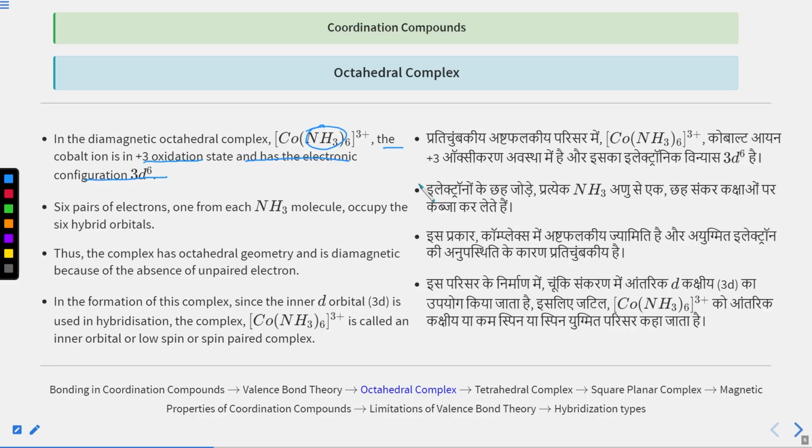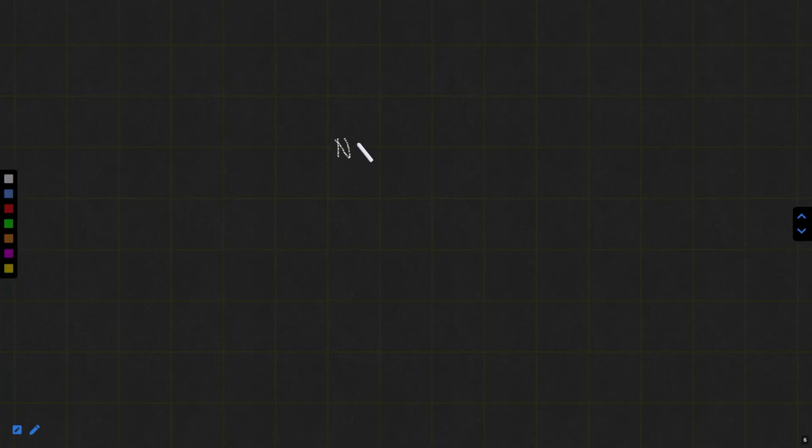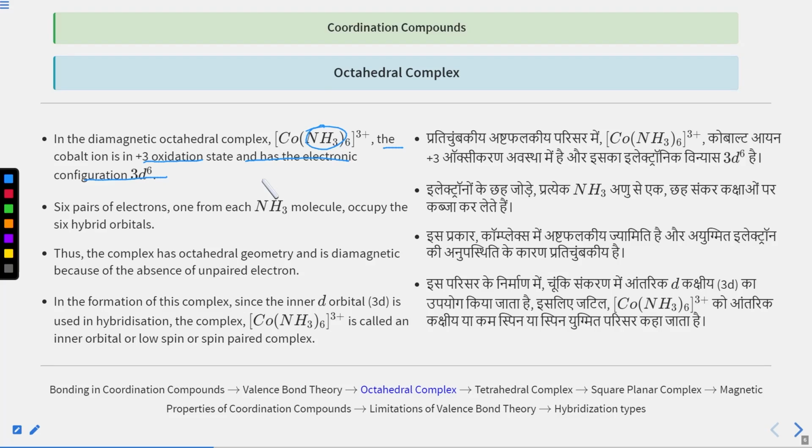If you look at the structure of NH3, I'm just drawing the octet structure. You will notice that NH3 has how many electrons left? 1, 2, okay? And 3, 4, 5 are just involved in bonding. So a total of 2 electrons are there on nitrogen. Now these 2 electrons are donated on the metal ion. So this is the pair of electrons I'm talking about. Clear? Now, since 6 NH3 are present, 6 pairs of electrons can be donated from ammonia.